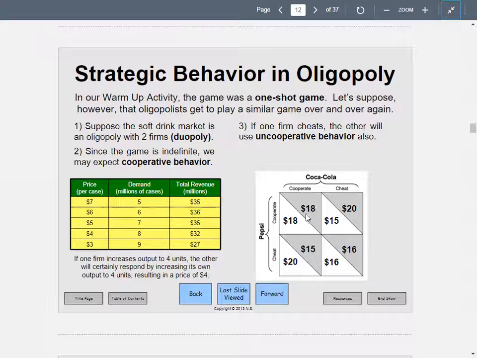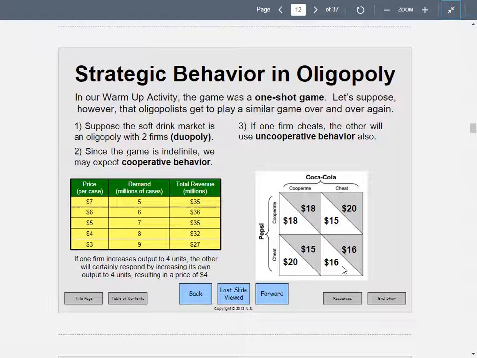So if they both cooperate here, they both make $18 million. But if, say, Coke cheats and undercuts Pepsi by like a ridiculous amount or comes out with a fantastic new product that they didn't tell Pepsi that they were creating, which they have an agreement that they have to do, they get 20 million and then Pepsi gets 15 million. So because the other cheated, then Pepsi's going to go around and say, well, you cheated, so now I'm doing it. Whereas if they both cheat, they make $16 million.